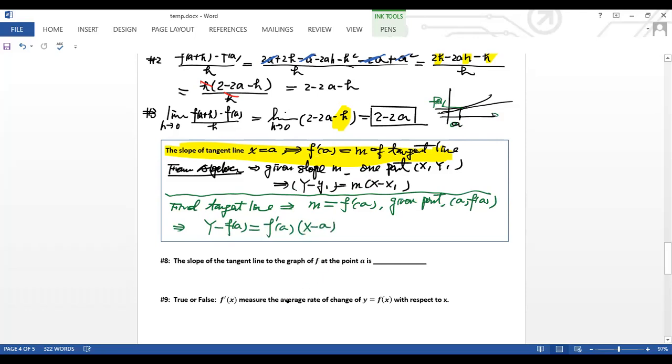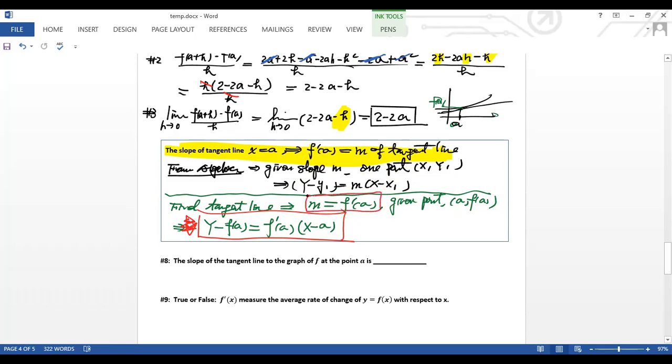X minus a here, right? So this is a very, very super important formula. That's how we find the tangent lines. And just like back in algebra, you're given a slope and a point. That's how we find a line, right? So in order to find this tangent line, this is the key thing.